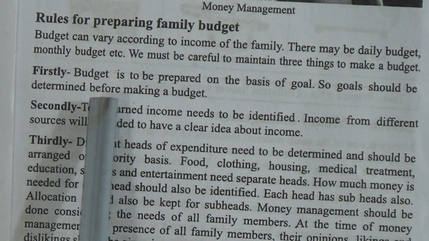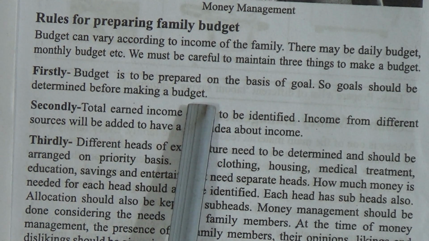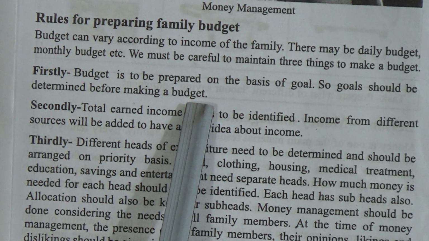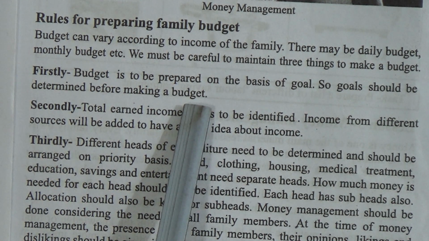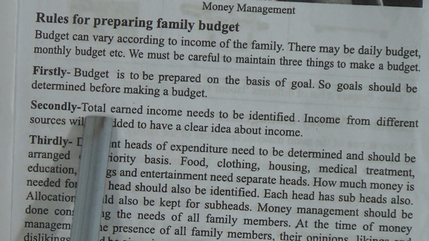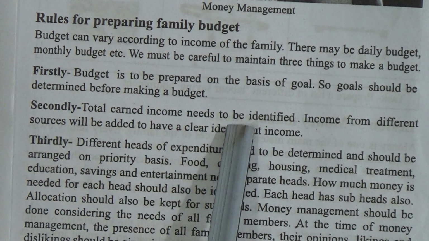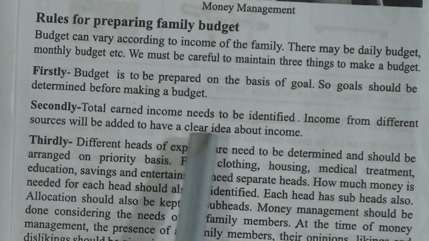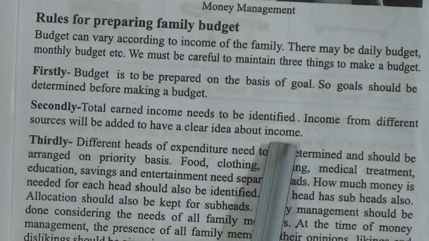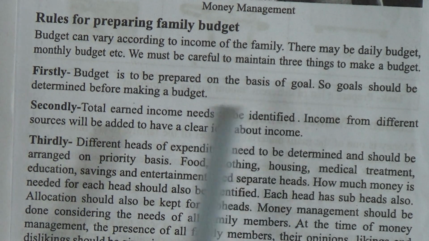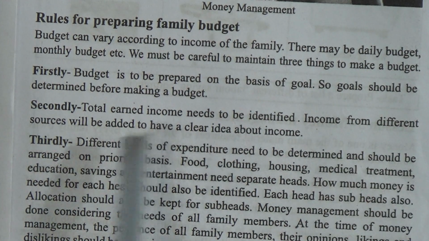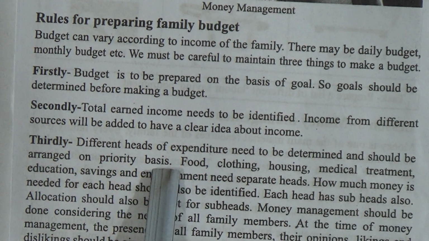So goals should be determined before making a budget. Before making a budget, you have to think about your goals, then you can fulfill them. The next step is that total earned income needs to be identified. Income from different sources will be added to have a clear idea about income. And thirdly, different heads of expenditure need to be determined and should be arranged on priority basis.